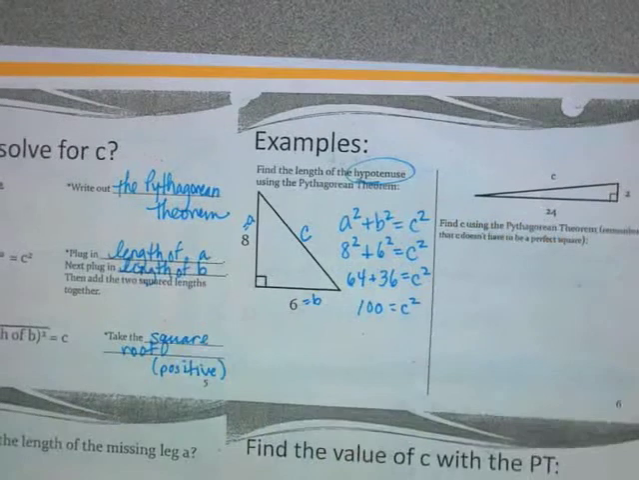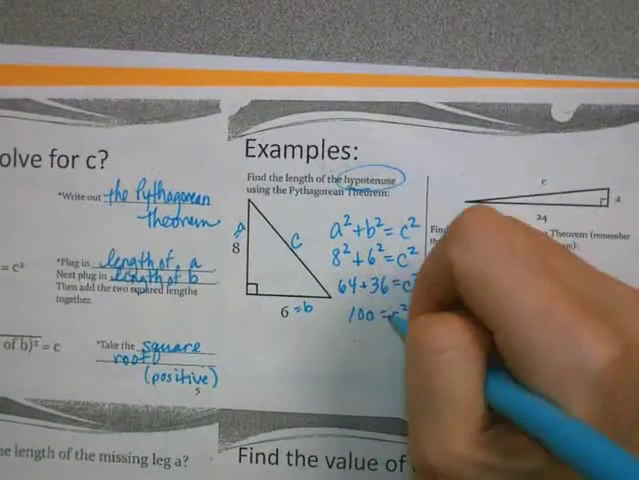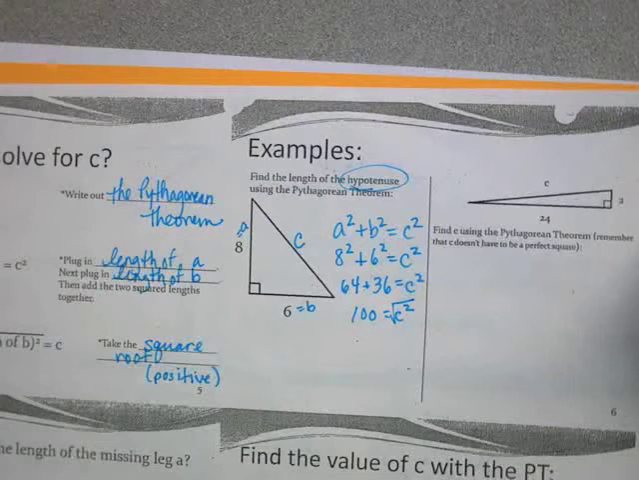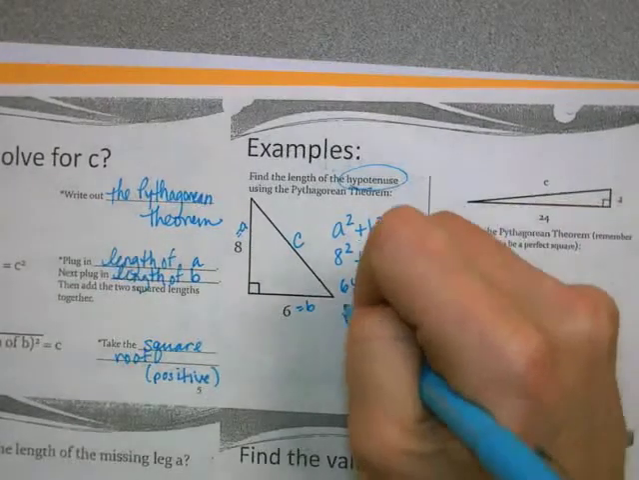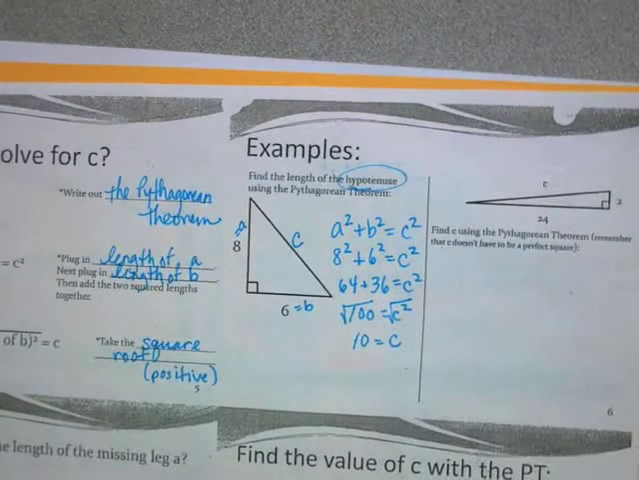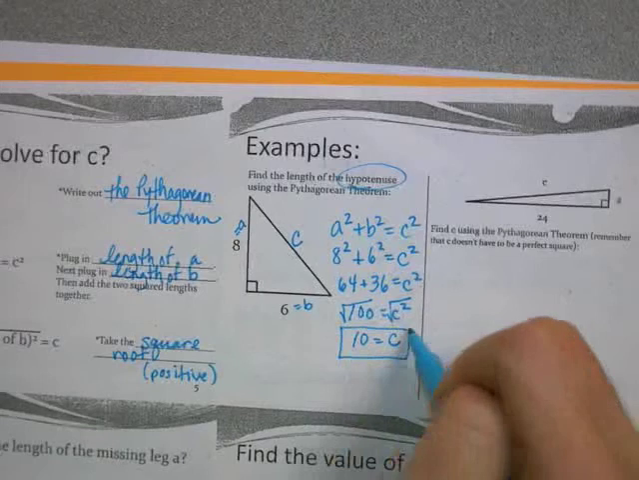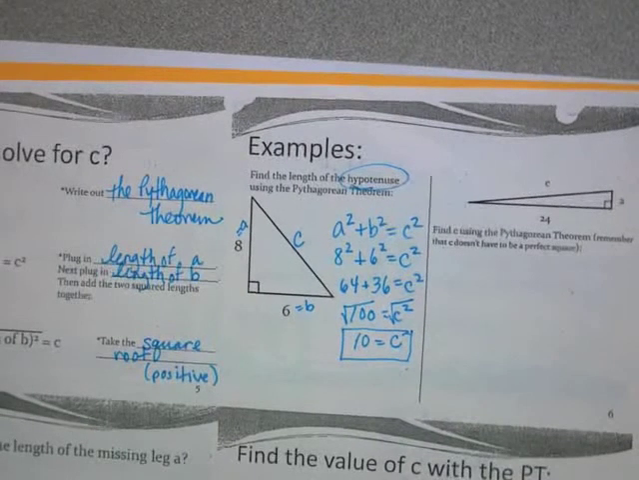Now, I don't want to know what C squared is. I want to know what C is. So I take the square root, because C times C is C squared. Whatever you do on one side, you do to the other. And 10 times 10 is C. 100 was a perfect square. So the length of that side is 10. And we would include our units if they gave them: feet, inches, centimeters, whatever.